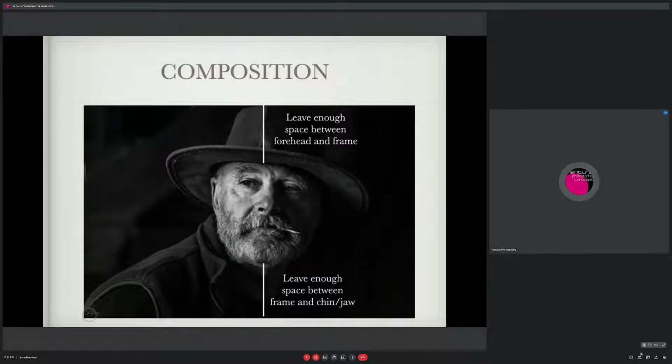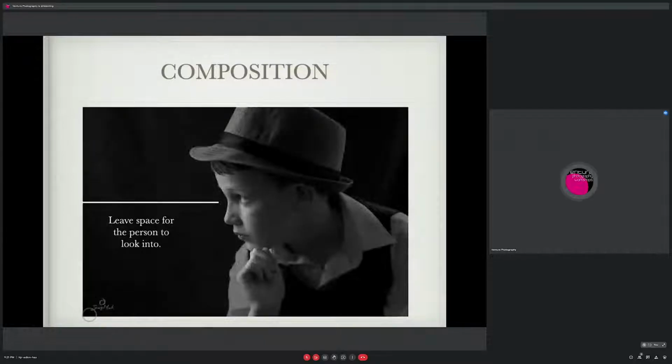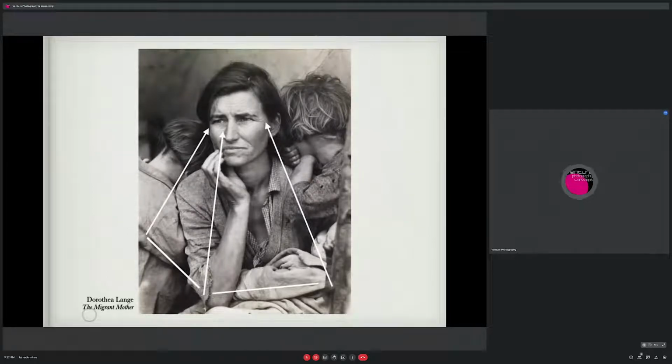And then when I shoot very close-up images, my two things are I leave enough space between the forehead and the top of the frame, and I leave enough space between the frame and the chin or the jaw, unless I'm going for something super duper close-up. If someone's looking in one particular direction, I give them space to look into, which is just a very common compositional guideline. And then here are some examples back from Dorothea Lange.